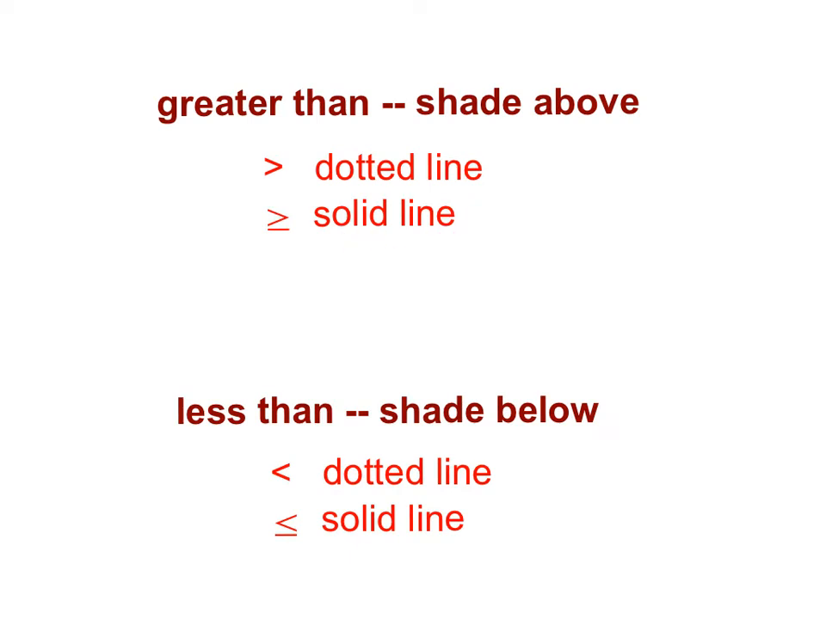Now let's look at our less than options. Anytime it's a less than, you're always shading below, but what will the line look like? Well, if it's just your less than, dotted line. If it's your less than or equal to, so a nice little thing to remember, if it has the or equal to line, it is a solid line when we graph it.